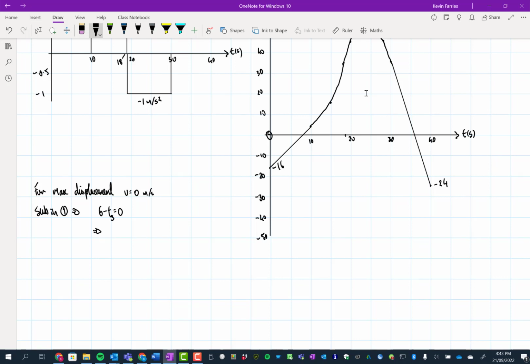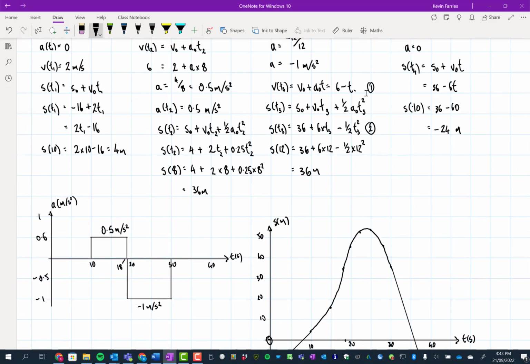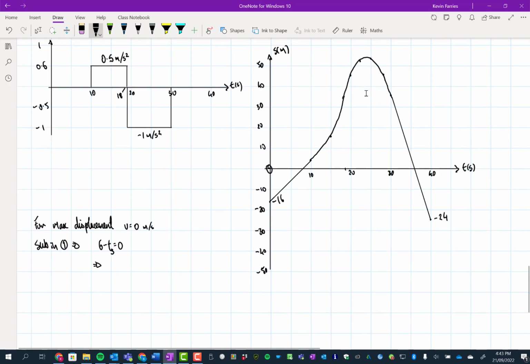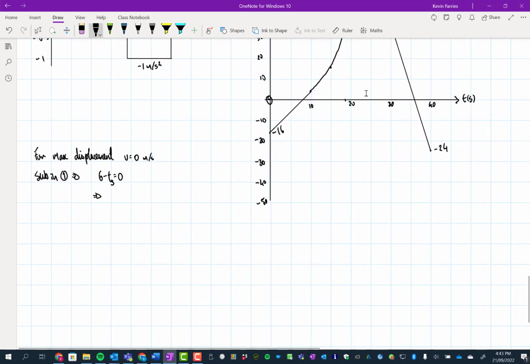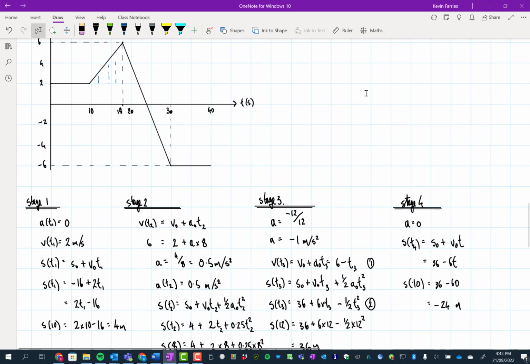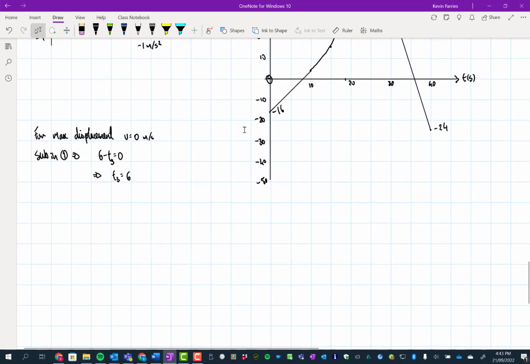Therefore, this is t3, the time into stage 3. This is also t3, time into stage 3. So 6 minus t3 equals 0, so t3 is equal to 6 seconds into this stage. Does that look about right? It does. So this is probably about 24 or so. So it looks like it is about right, 26 seconds into there.